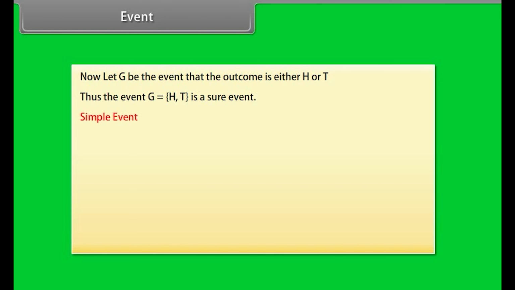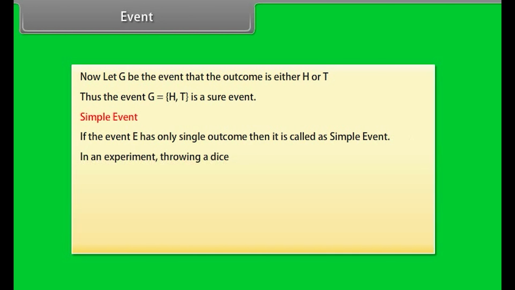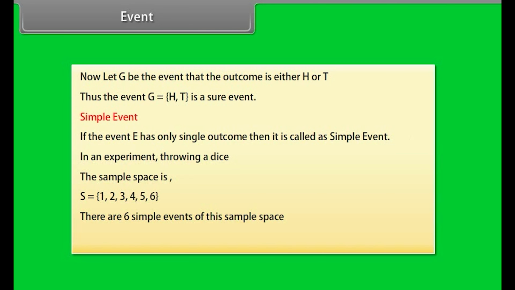Simple event. If the event E has only single outcome, then it is called a simple event. To understand it, let's take an example. In an experiment, throwing a dice, the sample space is S is equal to 1, 2, 3, 4, 5, 6. There are 6 simple events of this sample space.